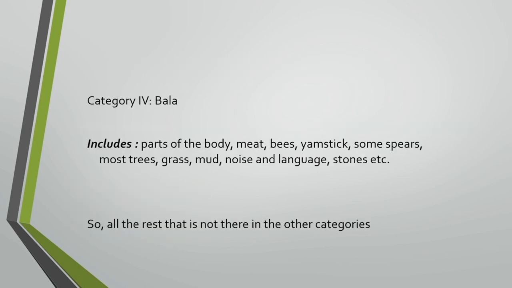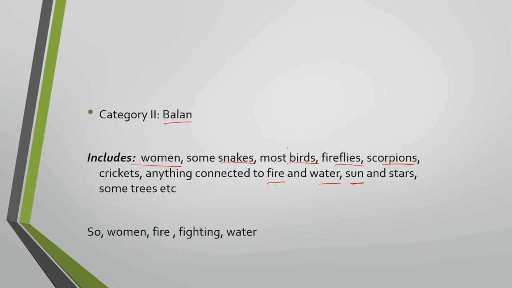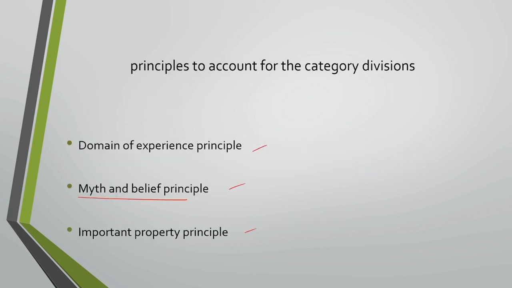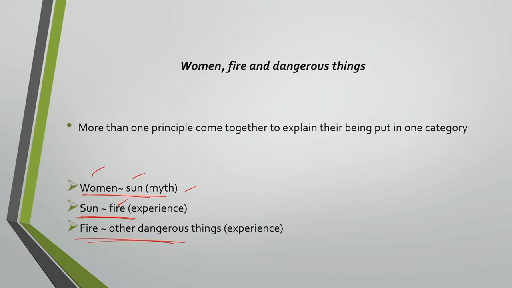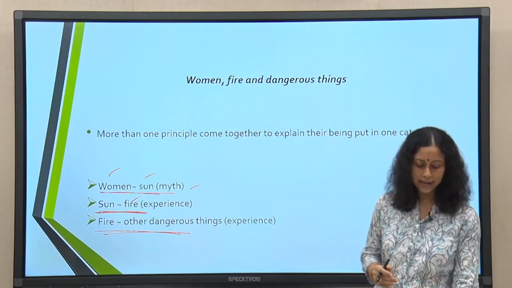Similarly, notice that they have also put most birds in the same category with women. This also invokes the myth belief system, because in this culture it is believed that birds are souls of the dead women. So, women once they die, they become birds. That is how women, birds, sun, fire and many other dangerous things get put together in the same category. How do we know they are in the same category? Because they all take the same classifier. The purpose of a classifier is to categorize objects in a single category.